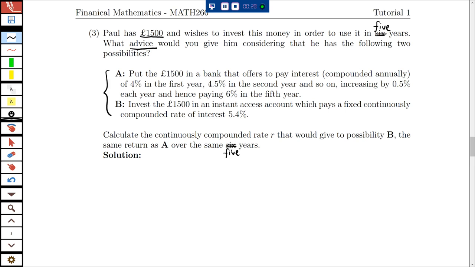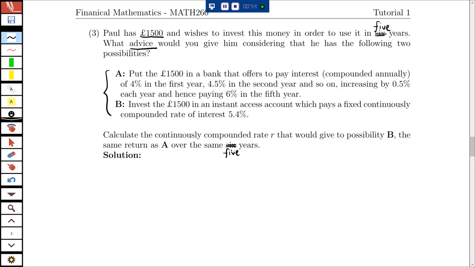Okay, so option A, the £1,500 put into the bank, some interest being paid annually. We can see 4% in the first year, and then that's rising by 0.5% each year. Or choice B, the interest is fixed and continuously compounding at 5.4% per year. And at the end, what is the continuous compounding rate if the options are the same?